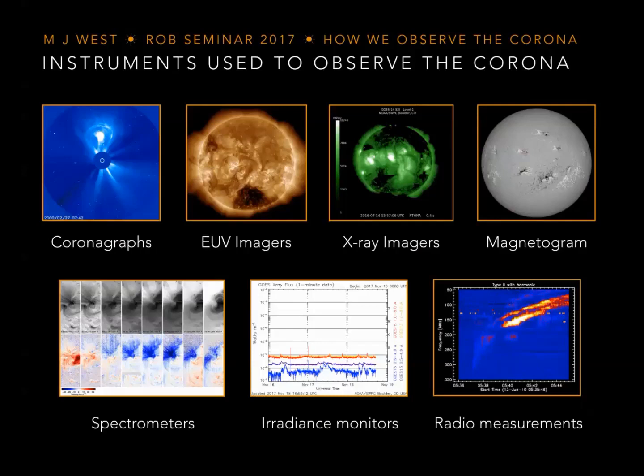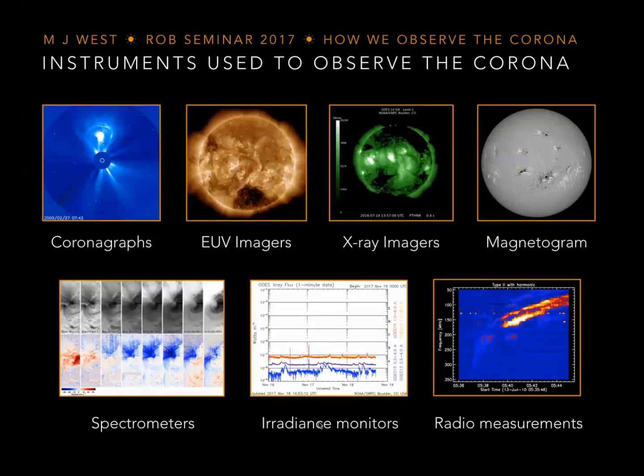Down here, I've just highlighted some spectrometers, which allow us to actually look at velocities and densities within the solar atmosphere. I won't be including them in this presentation, but such instruments actually helped us really understand the different structures I'm going to talk about, especially when I talk about densities and temperatures and velocities. Irradiance monitors, so these are very useful for looking at flares, as I said before.